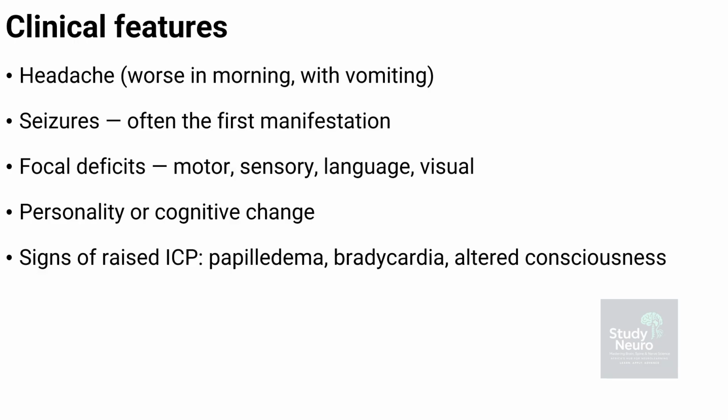The presentation of a brain tumor depends on its location, size, and rate of growth. General features of raised intracranial pressure include headache, often worse in the morning, vomiting, and papilledema. Seizures are particularly common in supratentorial tumors. Focal signs help localize lesions. For example, hemiparesis suggests motor cortex involvement, while aphasia implies dominant hemisphere lesions. Frontal lobe tumors may cause disinhibition and personality change.